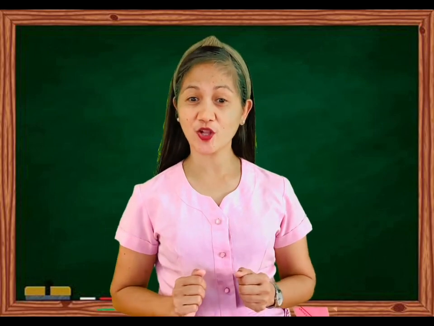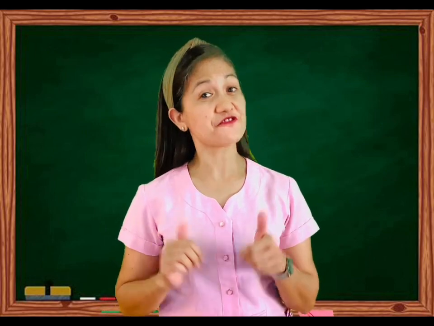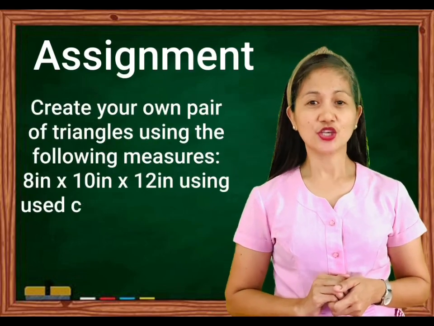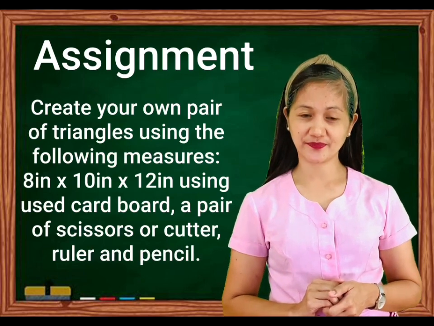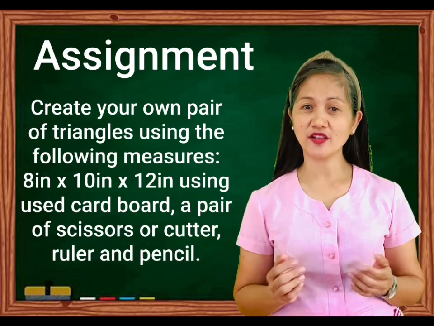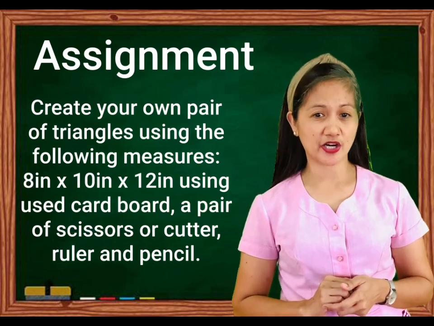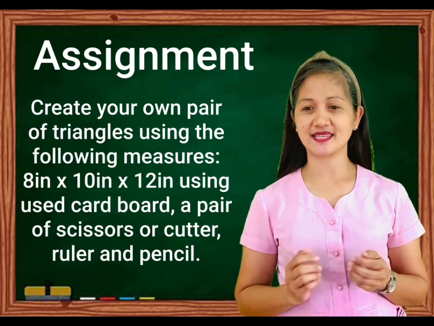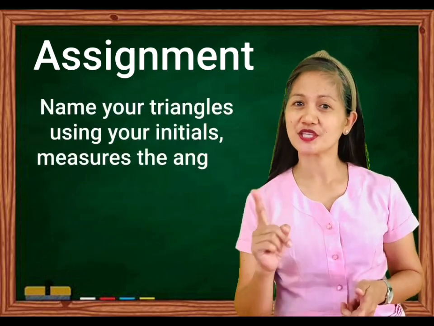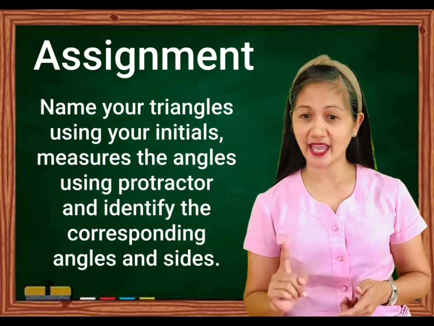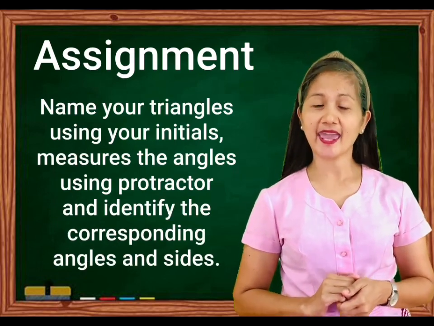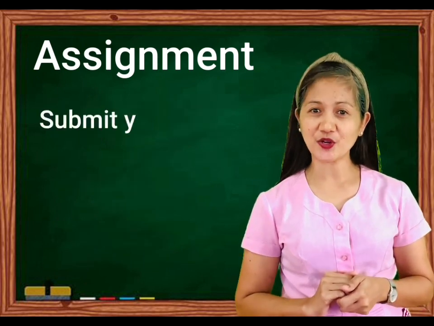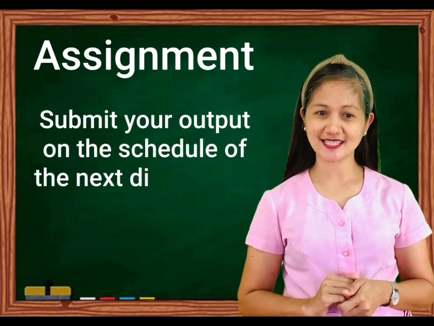Were you able to get all the correct answers? If so, very good. For your assignment, create your own pair of triangles using the following side measures: 8 by 10 by 12 inches using used cardboard, a pair of scissors or a cutter, ruler, and pencil. Name your triangles using your initials. Measure the angles using your protractor and identify the corresponding angles and sides. Submit your output on the schedule of the next distribution of module.